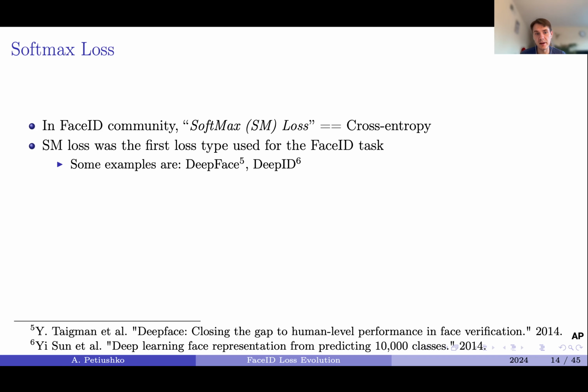Some examples are DeepFace or DeepID, and you can see here that these approaches were already developed in 2014. Just remember that the whole deep learning revolution started with AlexNet in 2011-2012, so a couple of years before. And DeepFace, as I remember, was the approach from Facebook that they applied on their social network.